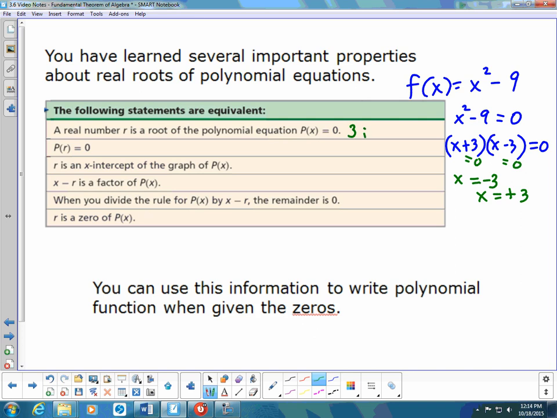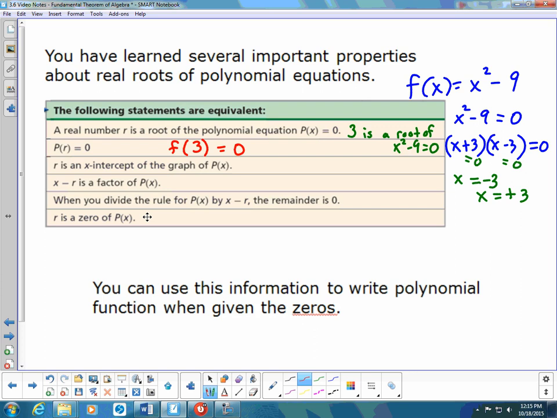That means in our example that 3 is a root of our function, x squared minus 9. We also could say that negative 3 is a root, because we have two answers there. Our second statement, that p of r equals 0, means if we take our function and plug in 3, 3 squared minus 9 should equal 0. And if we did that with negative 3, the same thing should happen.